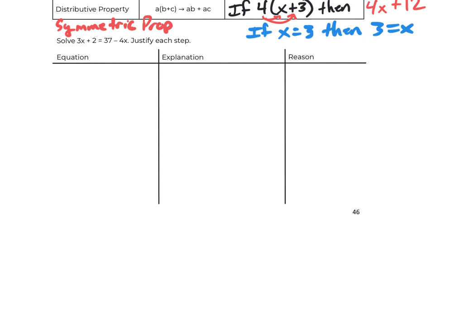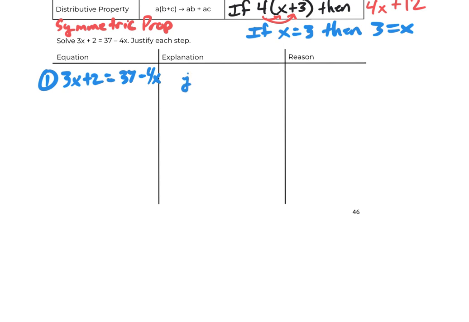So the first step, we're going to write out 3x plus 2 equals 37 minus 4x. Okay, eventually what we're going to do is we're going to get rid of this middle column. We're going to get rid of the explanation column. And we're just going to have a statement and a reasoning. But for right now, I want you to get used to saying what's happening here. Well, on this first step, it's pretty straightforward.